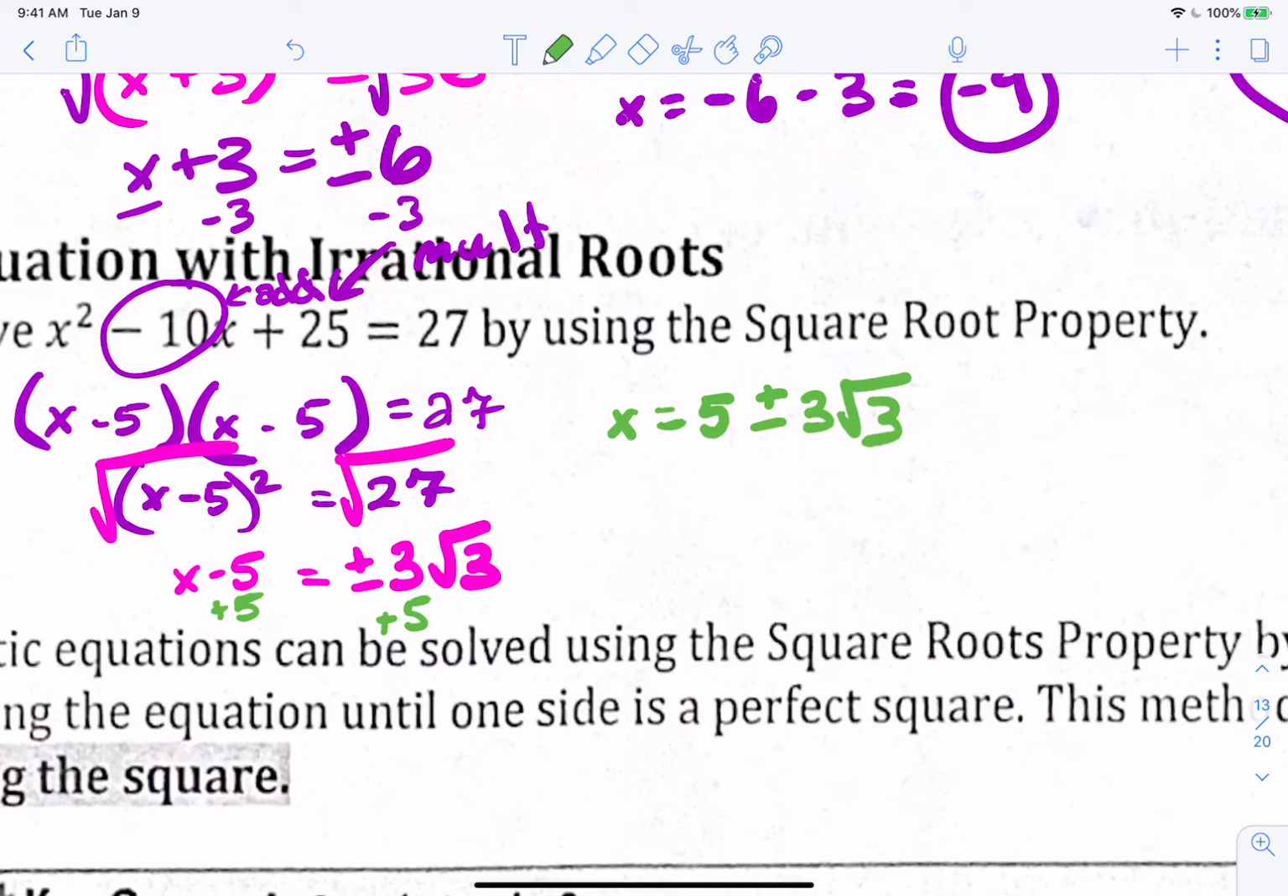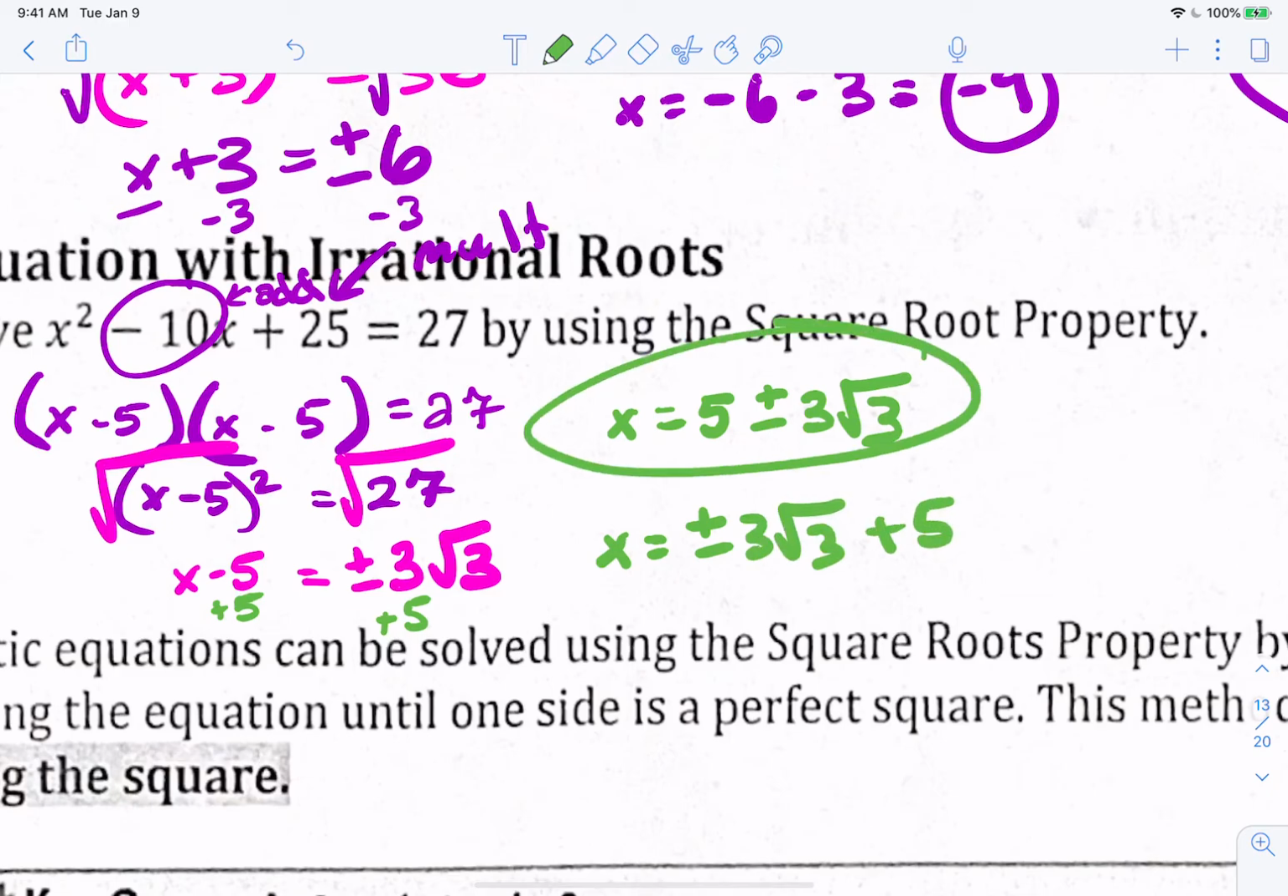Now, you could write your answer as plus or minus 3 square roots of 3 plus 5, but I usually write it like this instead. The second one is not wrong, but I usually write it with the square root as the last number. Does that make sense?